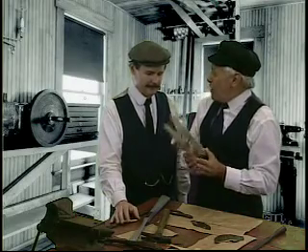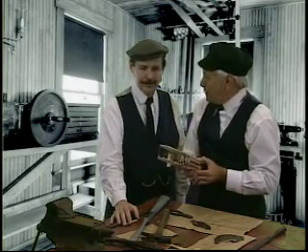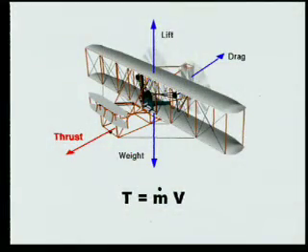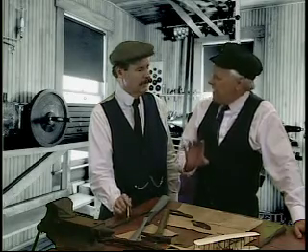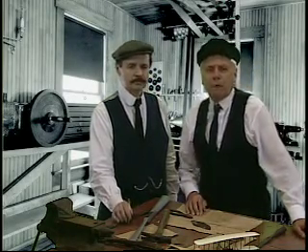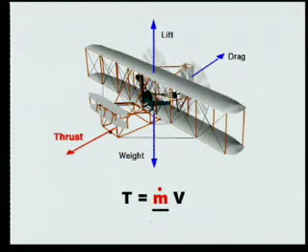I'll bet there's an equation that describes this. Oh, you know there is. The equation for thrust is shown here. T, thrust, is equal to m dot, that's the mass flow rate, times v, the velocity. You know, Orv, I think to help students, maybe we ought to give a little bit more detail about those terms in the equation.